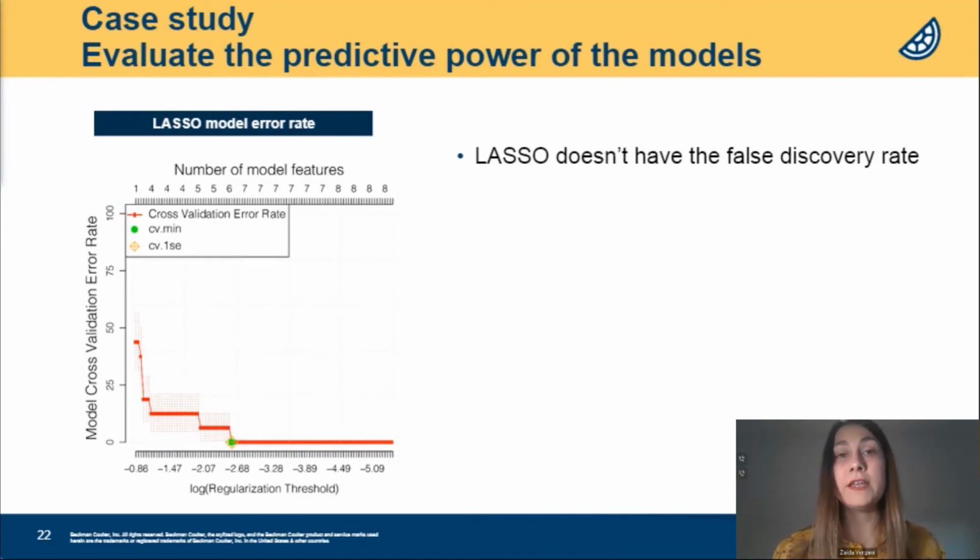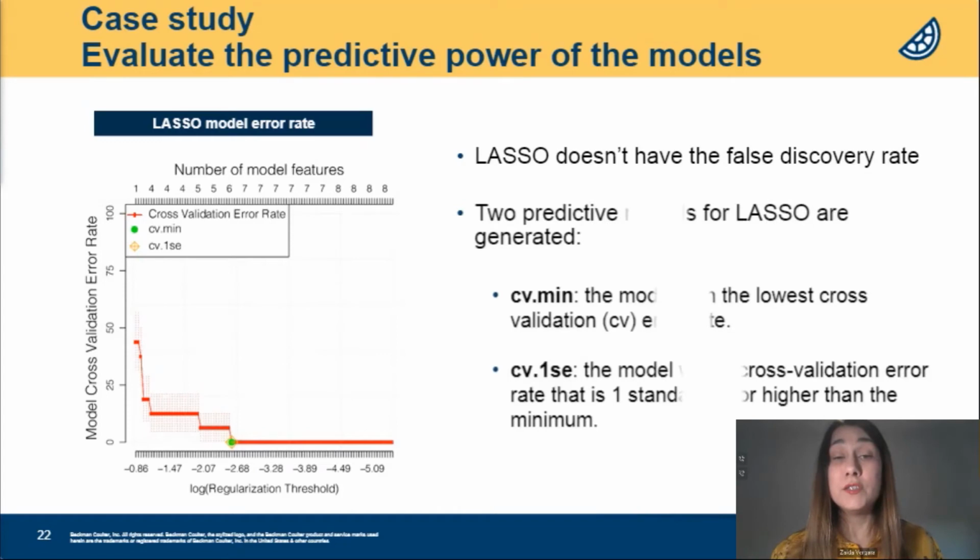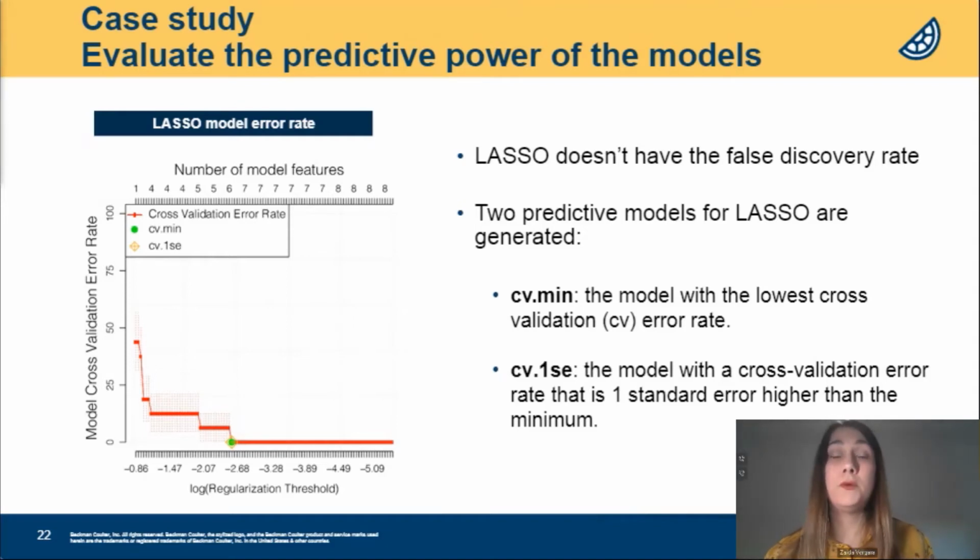Apart from that, Lasso is going to generate 2 different models, the minimum that you can see in green and the one standard error that you can see in orange. Because Lasso doesn't use the false discovery rate, we don't get the false discovery rate constraint model. So, okay, these 2 model error rates look very, very good, but unfortunately, sometimes we are going to obtain more unreliable model error rate plots. And I want to show you some as an example.